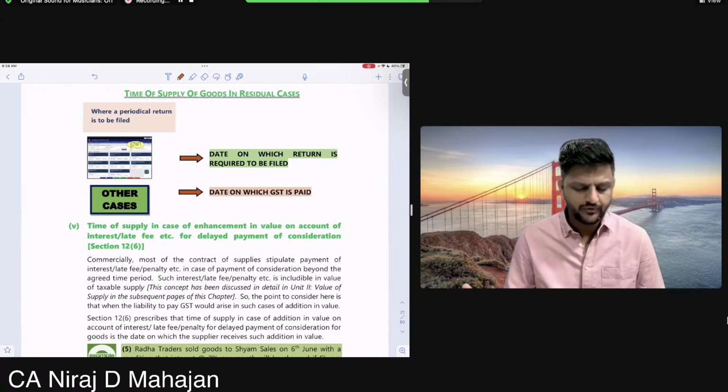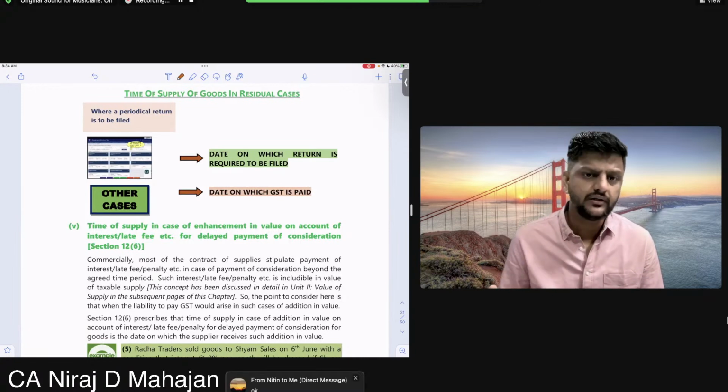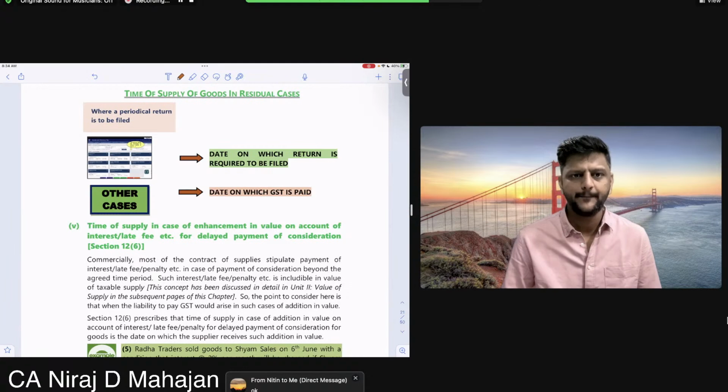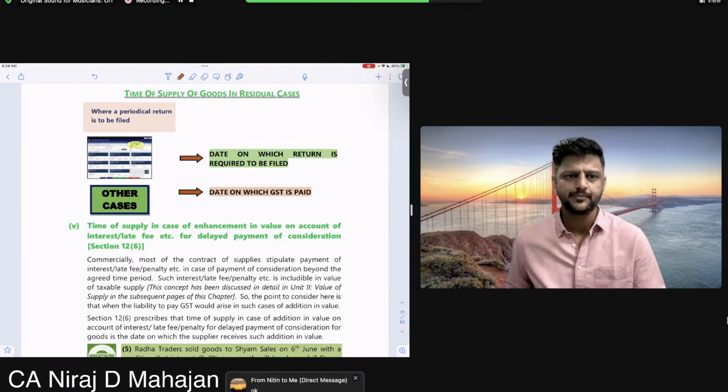Date on which the period return is required to be filed, and even if the return is not required to be filed, then the date on which GST is actually paid. That will be taken as the time of supply.